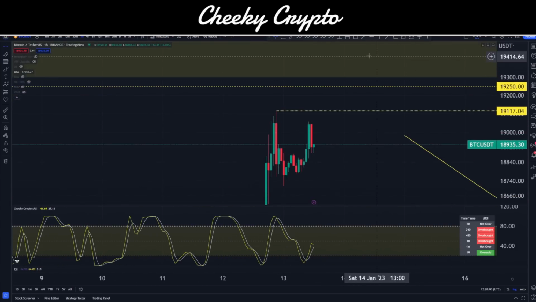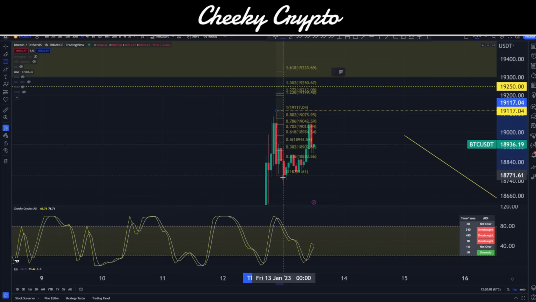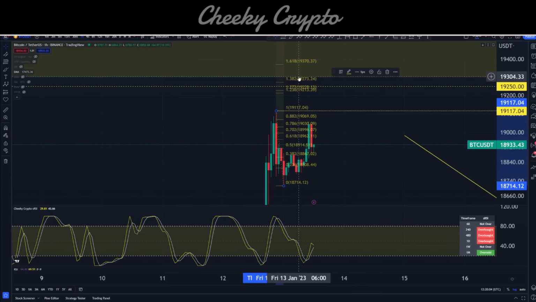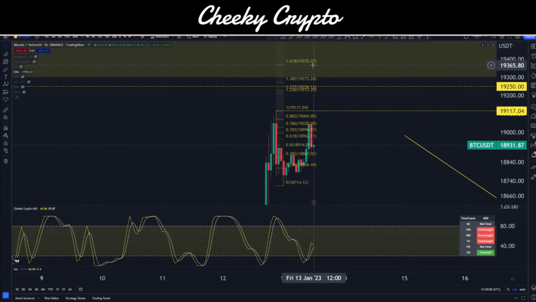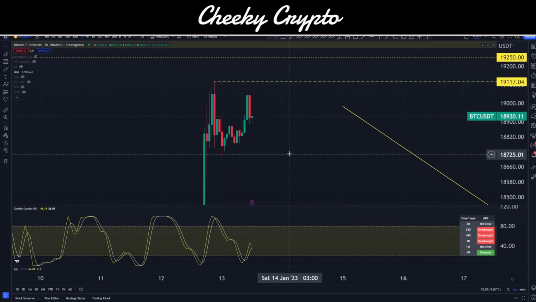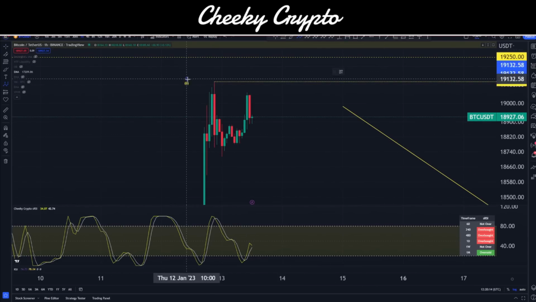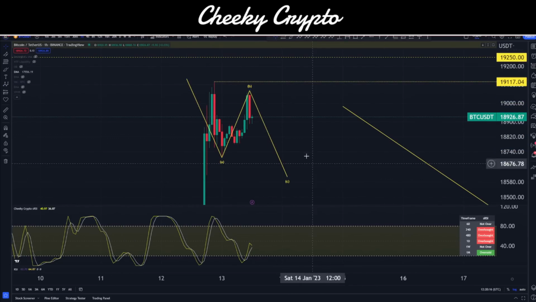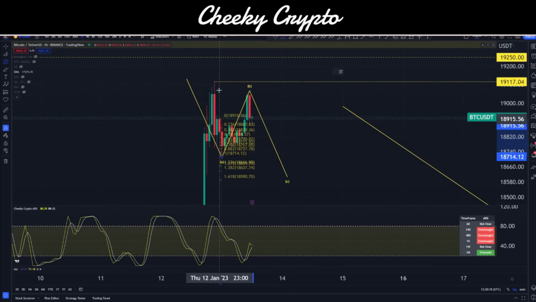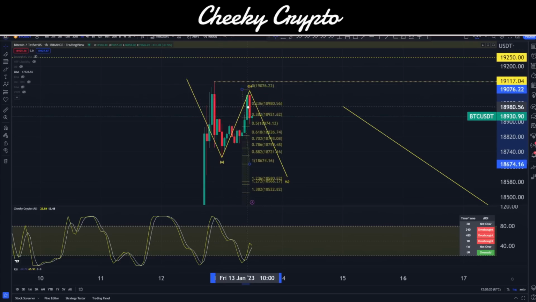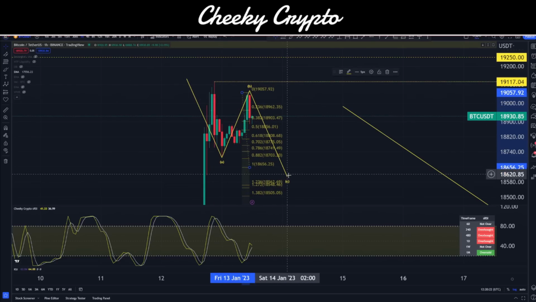So if I targeted this out as an ideal way, I would be looking at between 19,200 and 19,370. That would be the ideal. However, it's possible that actually we correct down first and we do something like this with an A, B, and C structure, and that would actually target us down a little bit lower, which would actually give us a higher projection target slightly further down the line.